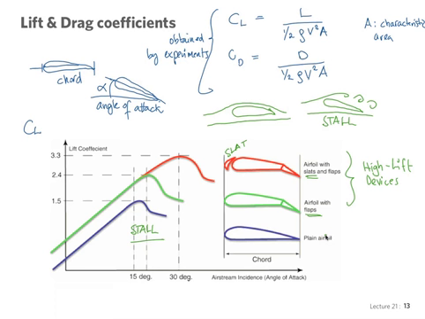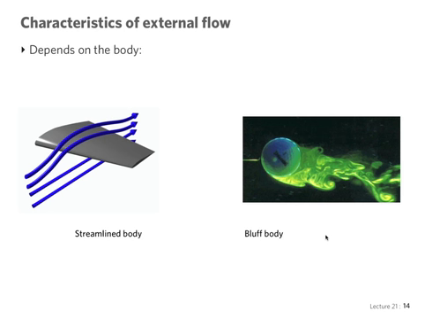Okay, so we'll discuss a little bit more qualitatively some aspects, and then we'll revisit them a little bit more rigorously later on. So let's discuss some characteristics of external flow. And the first thing that we need to note is that the characteristics of the flow will depend on the shape of the body, and we distinguish between two types of bodies when we are discussing aerodynamic forces.